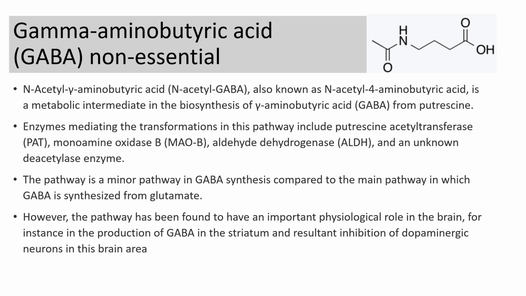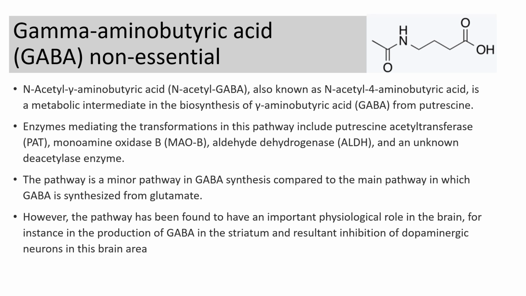Enzymes mediating the transformation in this pathway include putrescine acetyltransferase (PAT), monoamine oxidase B, aldehyde dehydrogenase (ALDH), and an unknown deacetylase enzyme. All right. So there are particular enzymes that play a very important role in mediation in the transformations in the pathway. The pathway is a minor pathway in GABA synthesis compared to the main pathway in which GABA is synthesized from glutamate.